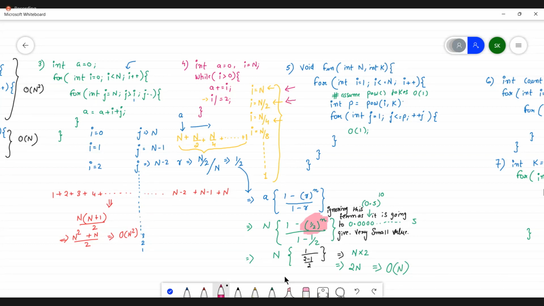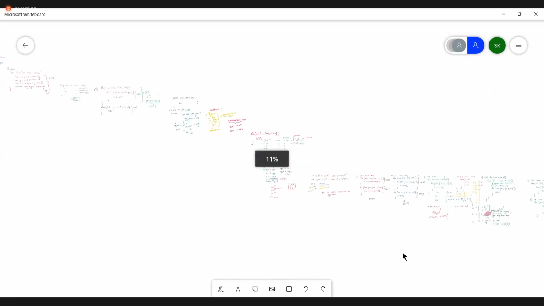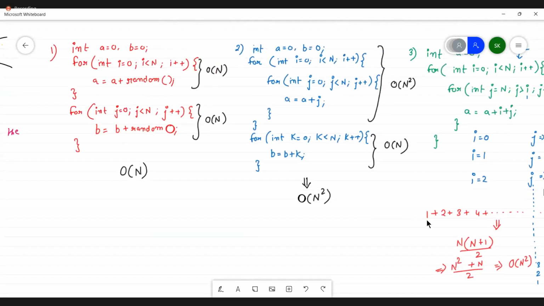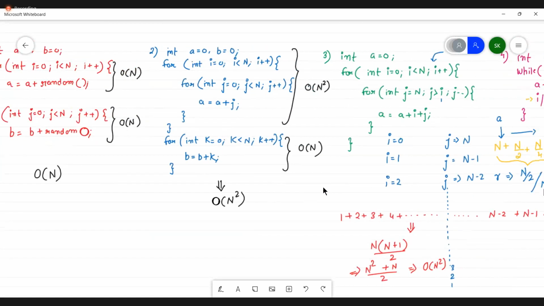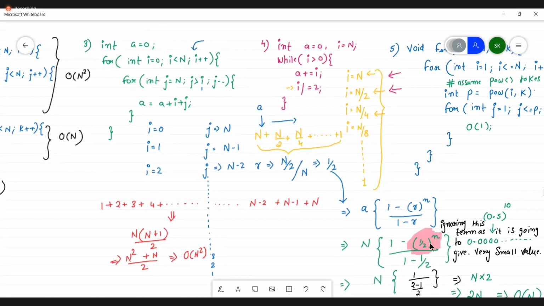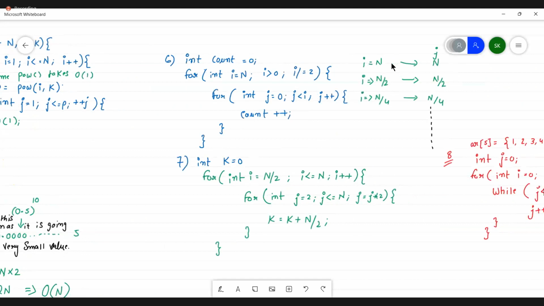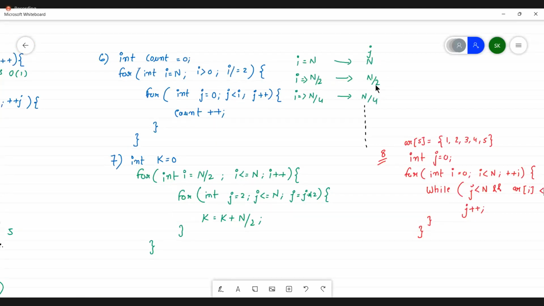But here what is happening? You can see the single j loop is running for n times. Then for the next time, it is running for n by 2 times. Similarly, the other one is running for n by 4 times. Are you getting this?